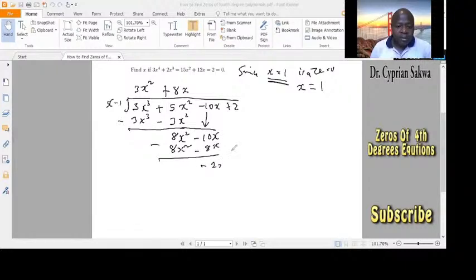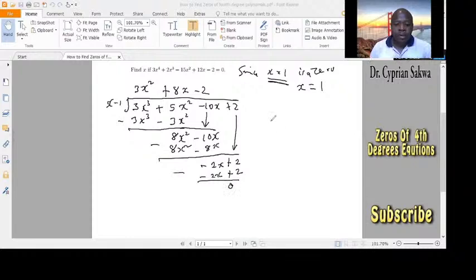Bring this one down. You have plus 2. So how many times does that one go there? It's minus 2 times. So that will give us minus 2x and then plus 2. Subtract and you get 0.